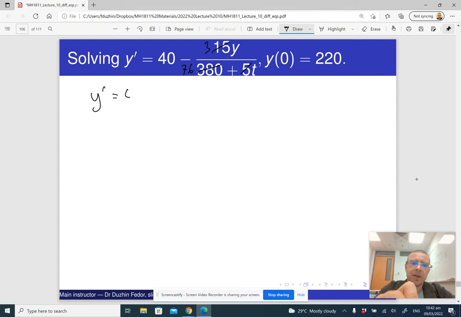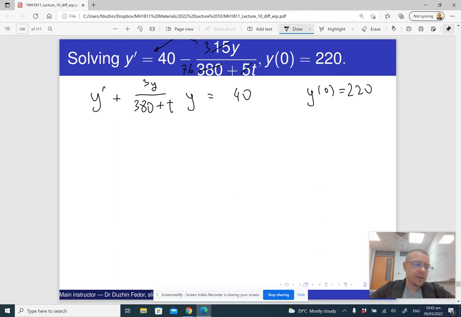So let me at the same time move this to the left hand side because it is a linear differential equation. So usually we move the term with y to the left hand side. So it's going to be y prime plus 3y divided by 380 plus t, y equals 40. And again, y of 0 is 220. So this is the initial condition.